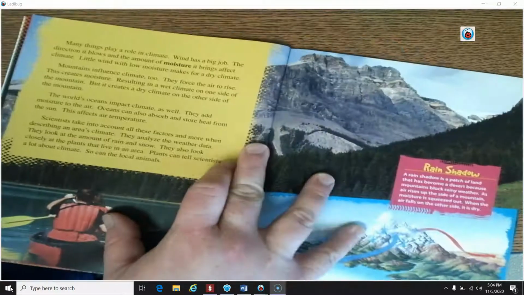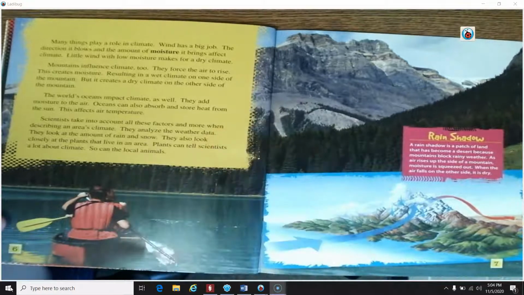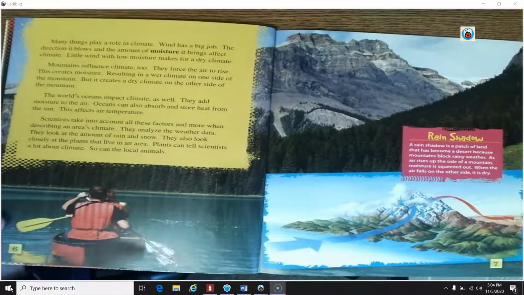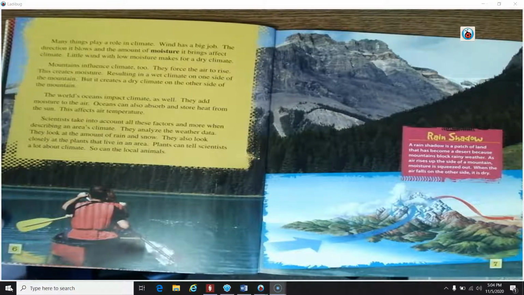Many things play a role in climate. Wind has a big job. The direction it blows and the amount of moisture it brings affect climate. Little wind with low moisture makes for a dry climate. Mountains influence climate too. They force air to rise. This creates moisture, resulting in a wet climate on one side of the mountain, but it creates a dry climate on the other side of the mountain.